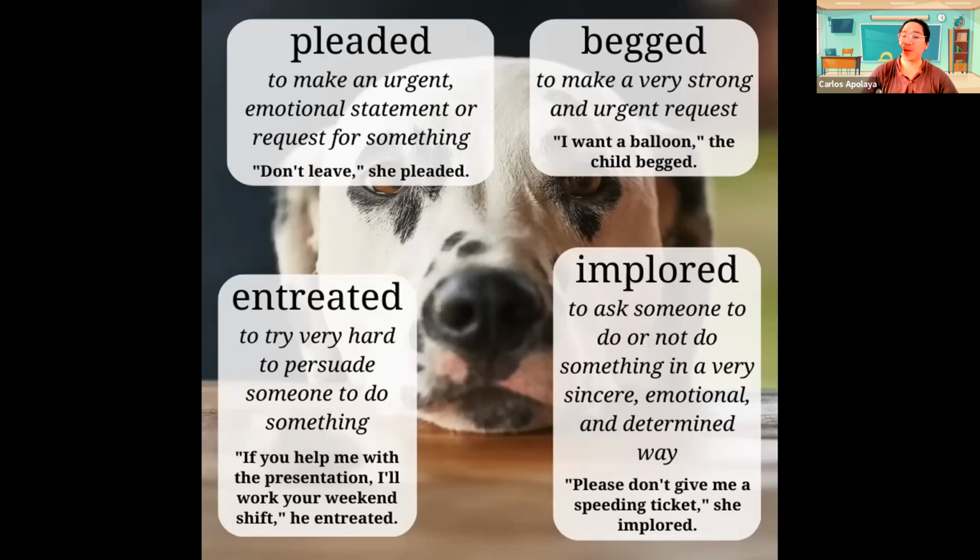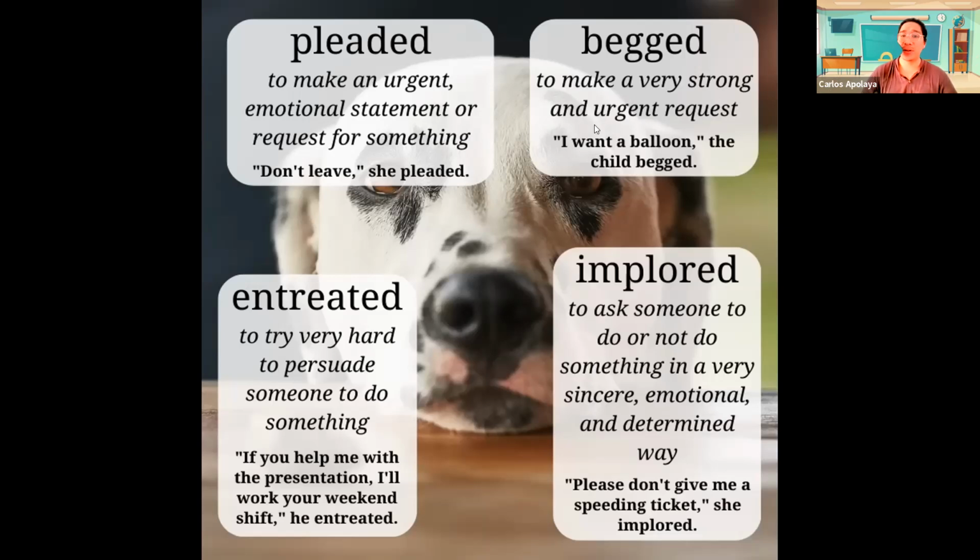Entonces, no siempre vas a usar he said, she said. Then we have implored, similar to Spanish, implorar. Ask someone to do or not to do something in a very sincere, emotional, and determined way. Please don't give me a speeding ticket, she implored. Implorar, pedir. So she implored, please don't give me a speeding ticket. You see? Nice. There are four words when you want to persuade someone, to make someone do something for you. Las cuatro es cuando tú quieres decir algo que otras personas hagan por ti.